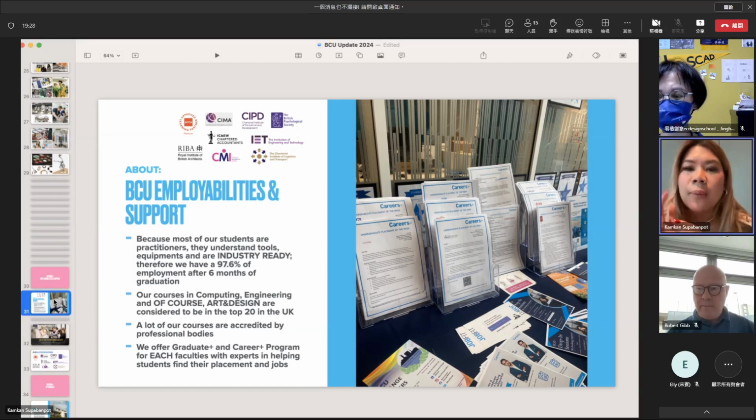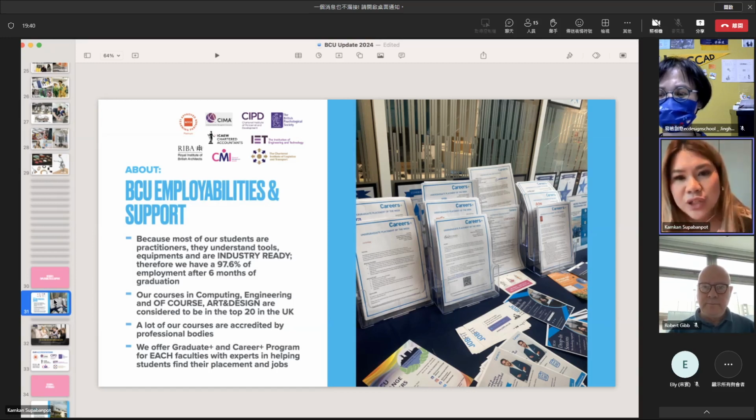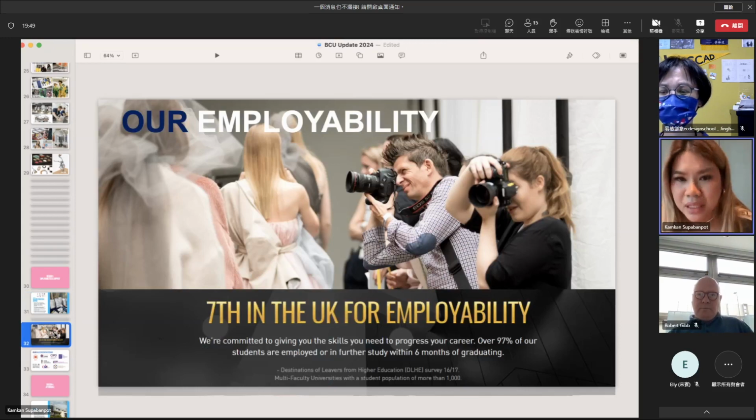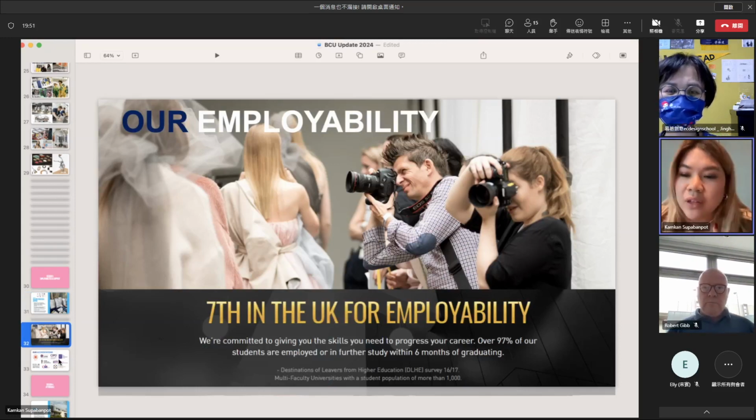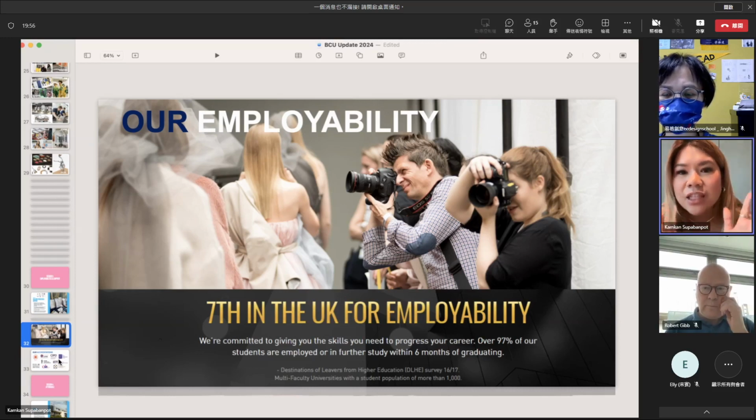We not only have one career center, but we actually have 4 career centers. Each faculty will have their own career center for you to go to and ask them questions and actually get coaching to find jobs and future employment, right? So this is one of the things that I think BCU is great for, which is the employability. We are actually ranked 7th in the UK for employment. 97% of our students within 6 months would be able to get themselves graduate level jobs.